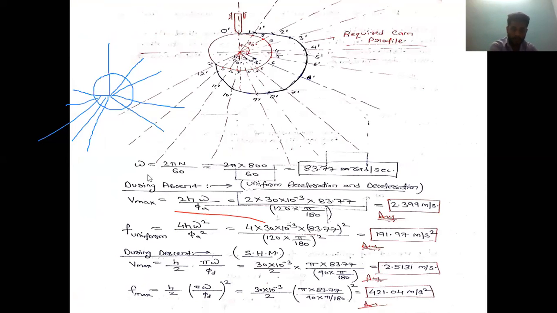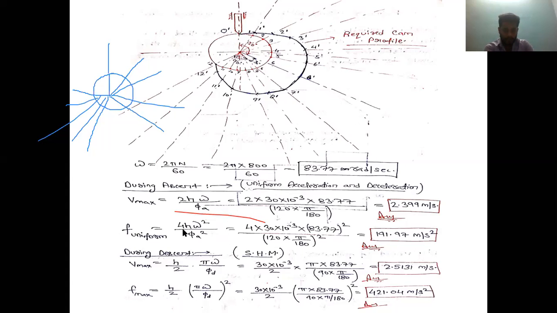Fine. Omega is what? 2 pi N by 60. N is given in the problem. You will get the value of omega. And I have derived that when the follower is moving with uniform acceleration and deceleration, maximum velocity is given by 2 h omega by phi. Since I am talking about the ascent period, this phi will be nothing but phi a. But remember, this phi a, you have to convert into radian. Once you convert, you will get the value of maximum velocity as 2.399 meter per second.